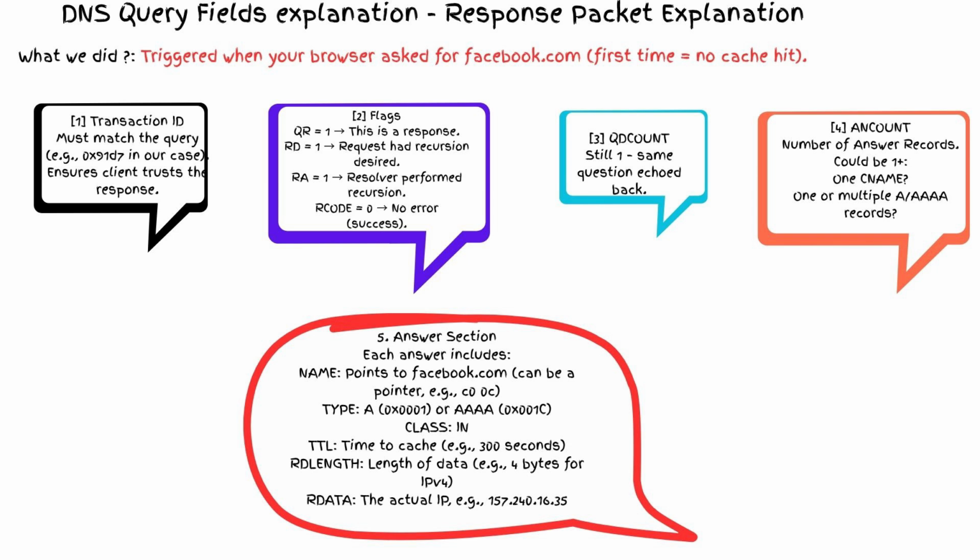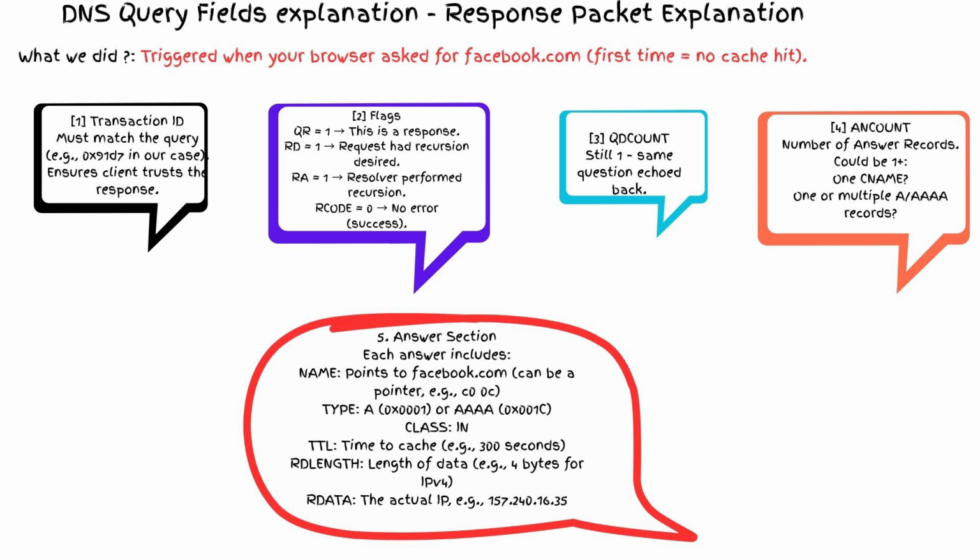Next, we have an answer count, the number of records being answered. And in the answer section, we have a couple of subfields. One is name, that is the domain name from the query. Type, which is the type of record. Third is the class of record. Fourth, time to live, which is the cache duration. And fifth is the RD length, that is the length of the actual data field. And RDATA, which is the actual answer to the query, for example an IP address that is being resolved.